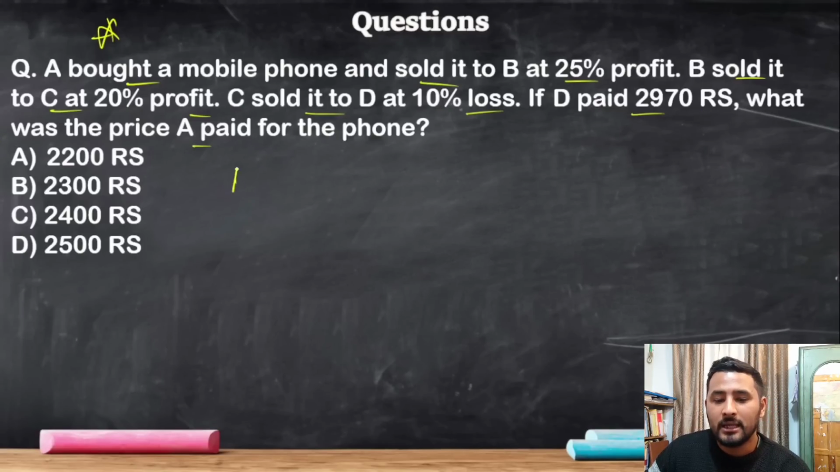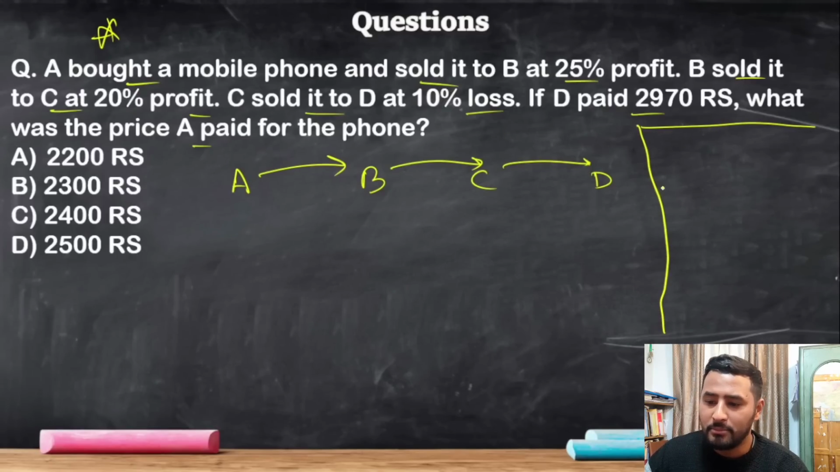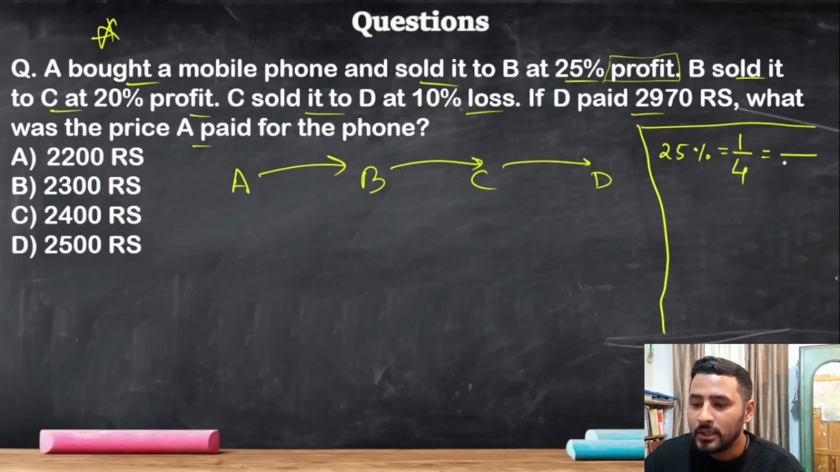Long way. So what do they say? It is A. He sold it to B. Then B sold it to C, and at last C sold it to D. A bought a mobile phone and sold it to B at 25%. This is a trick you should use for this one. Remember, in percentage I've taught you, if increase and decrease, you should know the fractional value of 25%. This will be how much? 1 by 4. Now you see, profit means what? Profit means more, right? So 1 by 4. This will be our 4, right? CP.